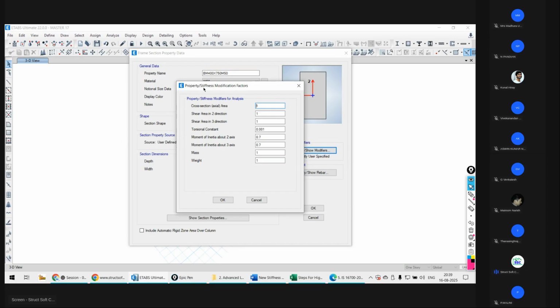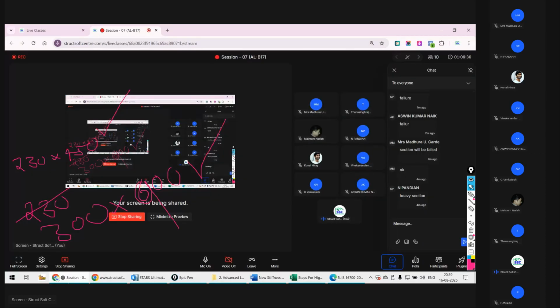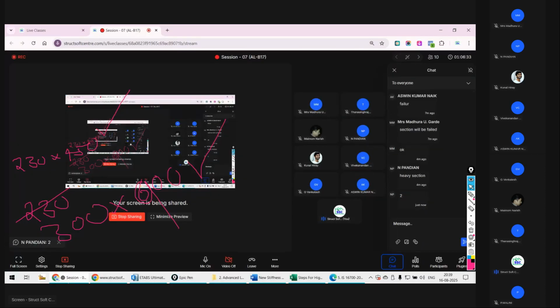ये actual में क्या होगा, very simple, already we have discussed, if you are going to define one section of 230 by 450 and one section you are going to define as 300 by 600, or 900. So will this member take more stress, or will this section take more stresses towards it? कौन लेगा ज्यादा? Heavy section will attract more stresses, and that's why we are going to consider it.